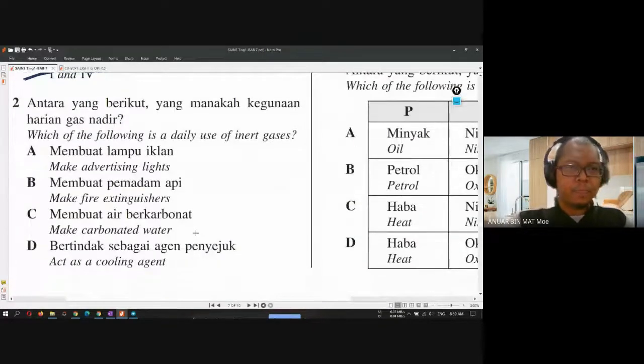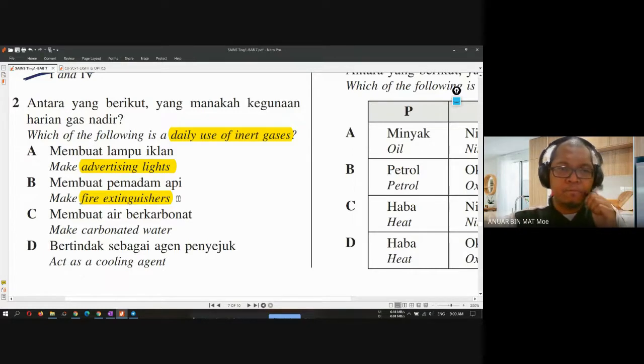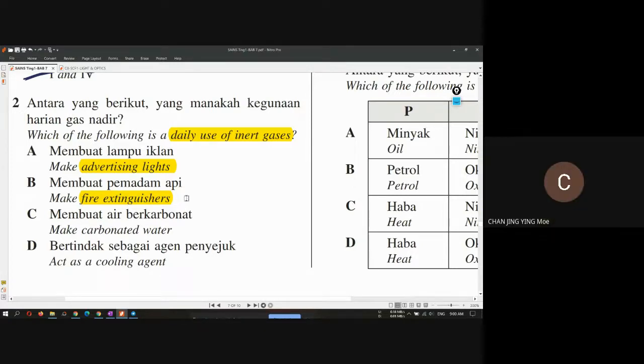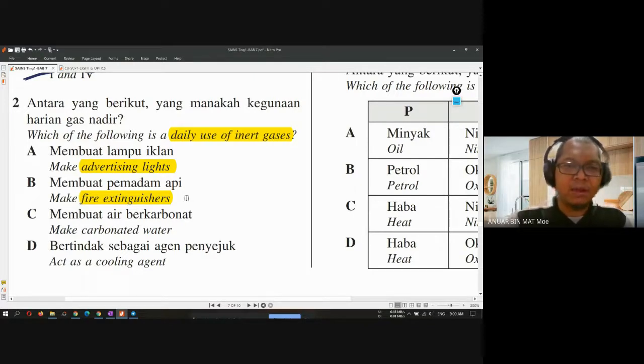Question number two. Which of the following is a daily use of inert gases? So we look at the possible answers. Make advertising lights. True or false? True. Make fire extinguisher. True or false? False, right? Option B is not correct, because usually in a fire extinguisher, which gas is used? Carbon dioxide. Yes, correct. Next, to make carbonated water, what gas is used to make carbonated water?